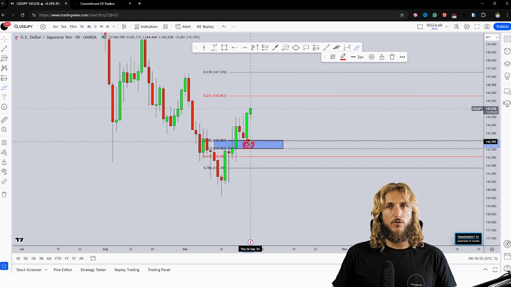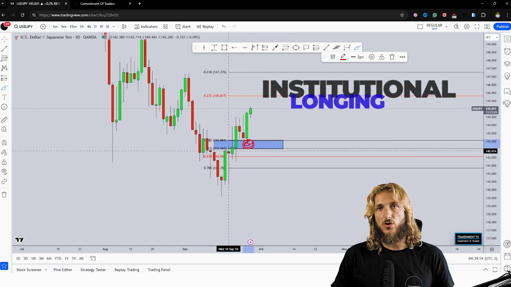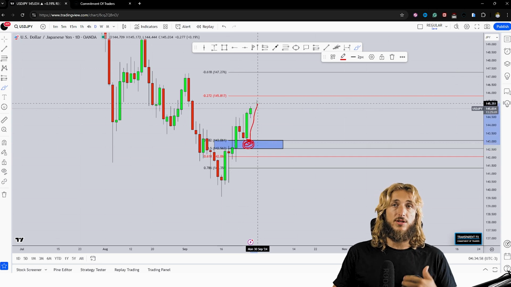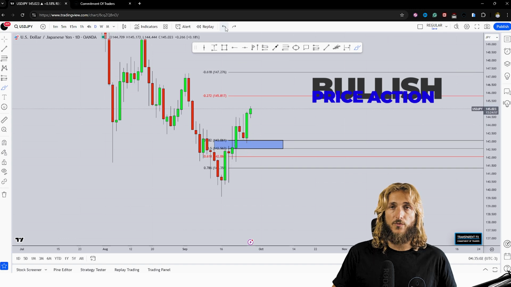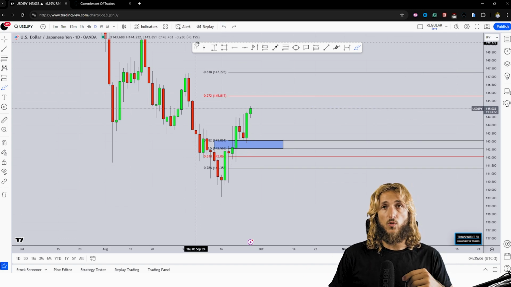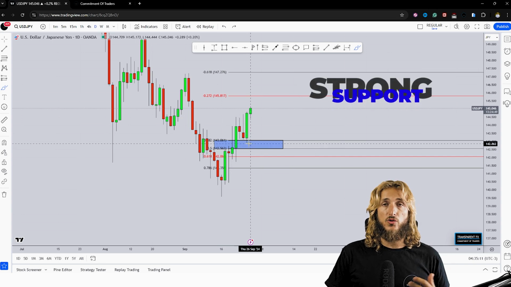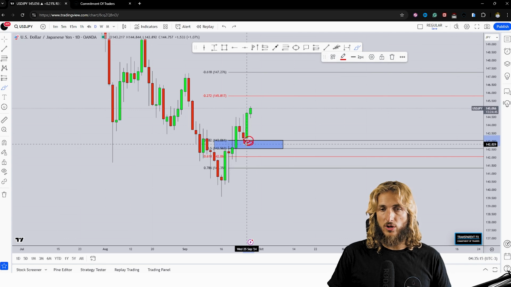And when you have a confluence of support area, you have an increased probability of seeing institutional longing inside of the zone, which at that point further increases the probabilities of a potential rejection to the upside away from the area. So here on the daily, the market is at the moment rejecting to the upside quite aggressively a strong confluence of support zone, so an area inside of which there is an increased probability of seeing institutional longing.